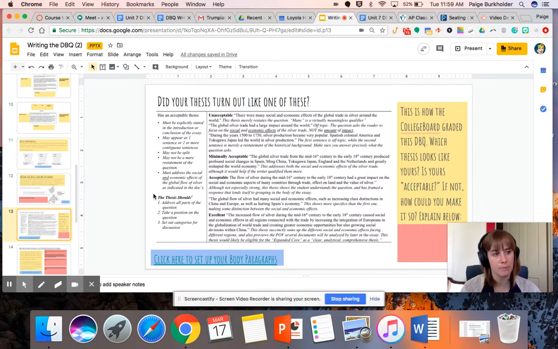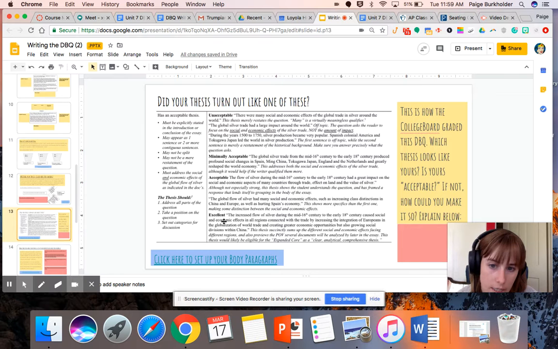On the next page of this presentation, I give you examples of what an unacceptable thesis is and what an excellent thesis is. We always want to strive to be the most excellent, the most exemplary, because we go to Loyola. But these two in the middle were accepted, and the person did get the point for a thesis. As long as you're not in this unacceptable range, you're going to get the point for the thesis.